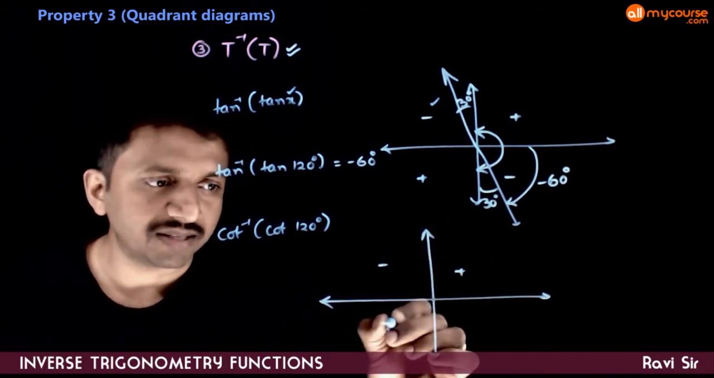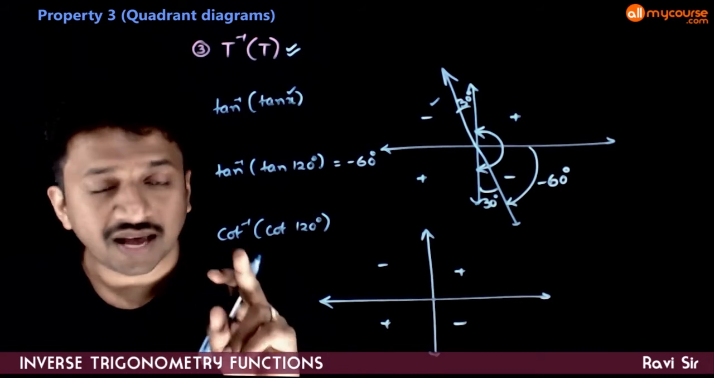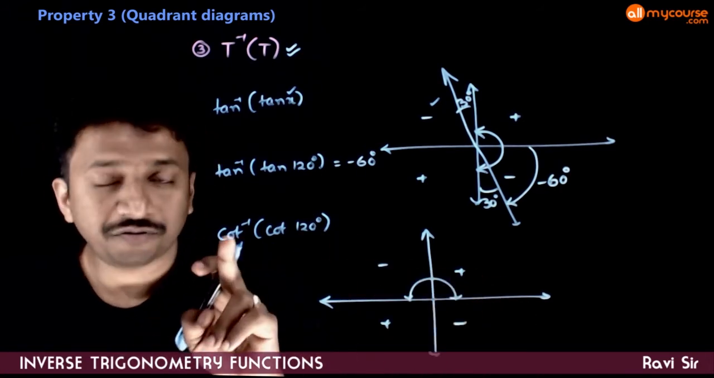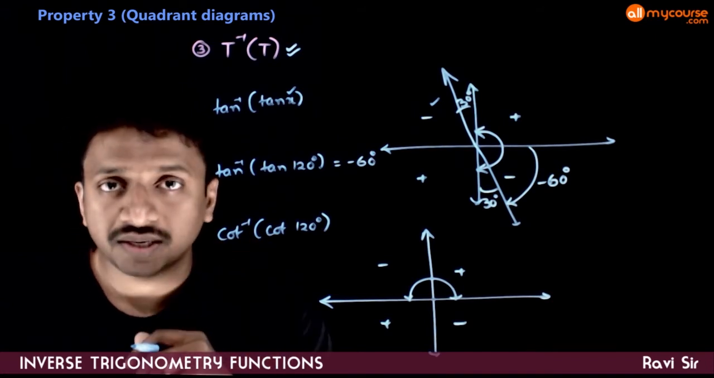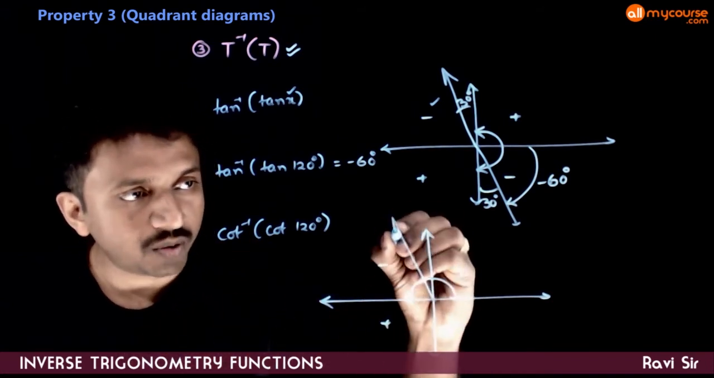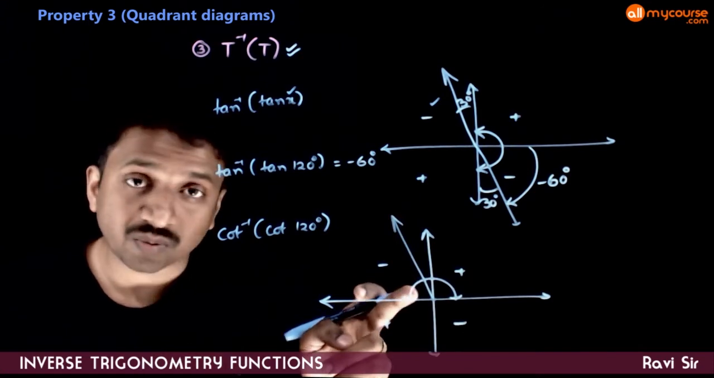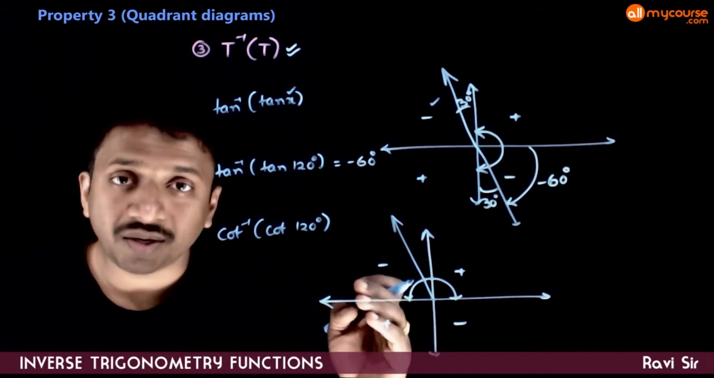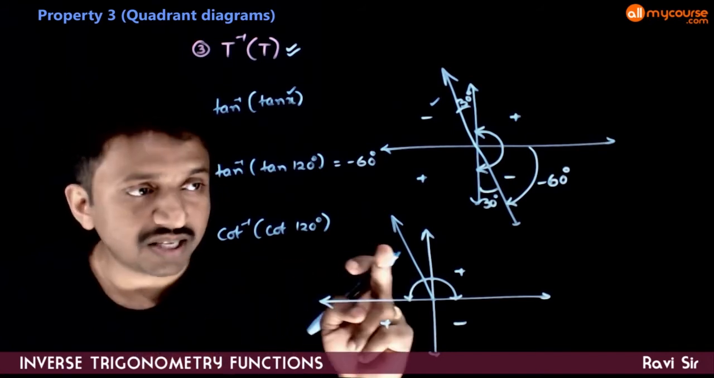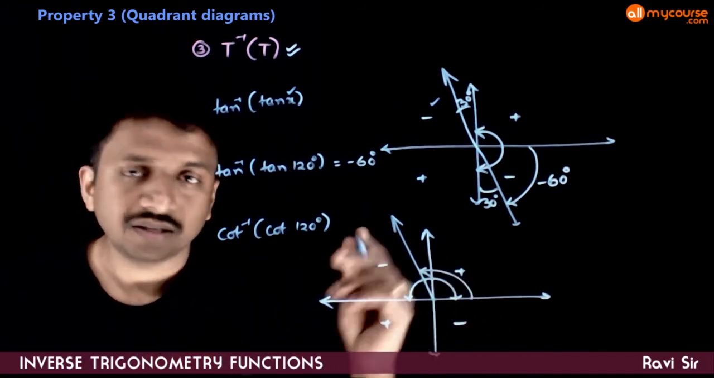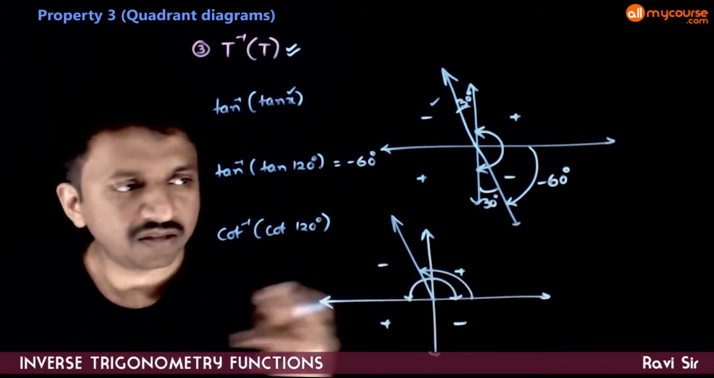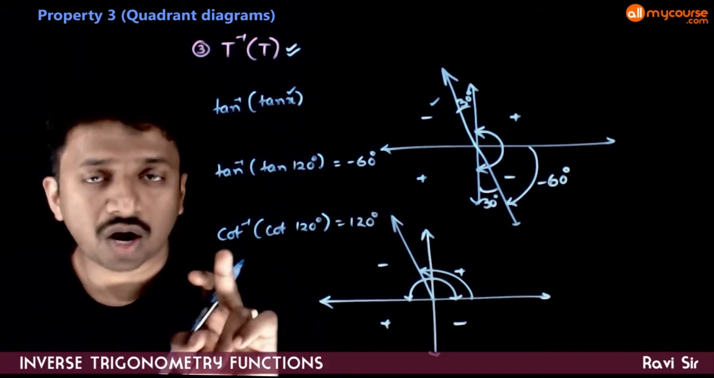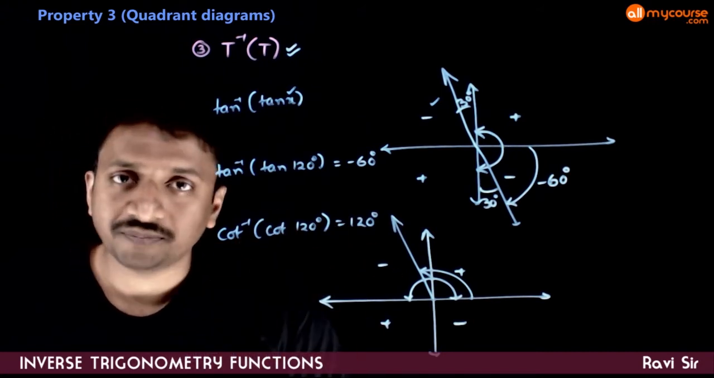So plus minus, and the range of cot inverse is 0 to pi. Now if you are asked to find cot inverse of cot 120, the ray corresponding to 120 lies here. It lies within the range of cot inverse, so you don't need to do any reflections. So just measure this angle, so that angle will be the answer. So clearly this angle is 120 degrees, hence cot inverse of cot 120 is 120.